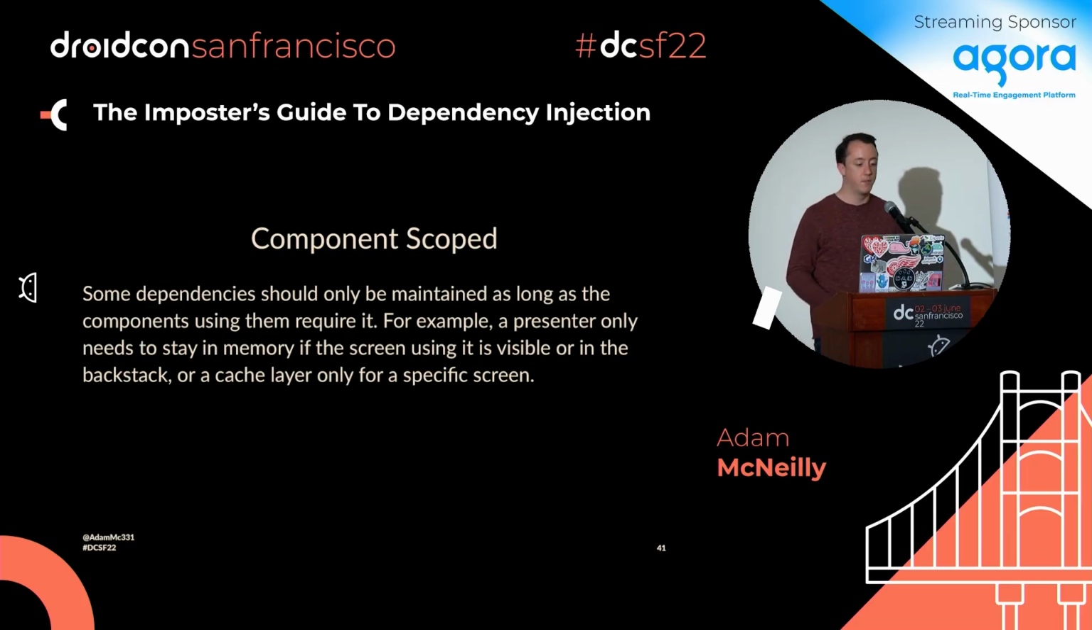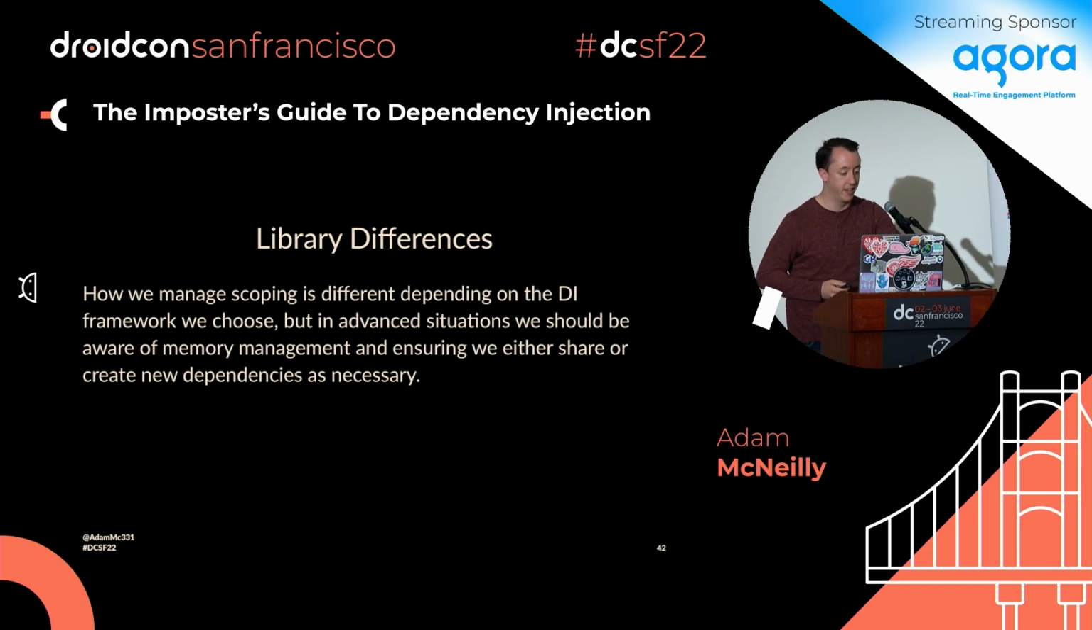There are other times where you care about component scope, where dependencies are alive only as long as the components using them require them. So for example, if a presenter for a screen has a cache layer, you maybe only want that cache to be created and managed in memory so long as there's a presenter using it. And again, a lot of the dependency injection libraries handle this for you. I think I call that out on the next page.